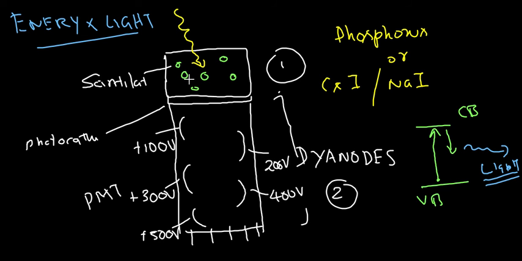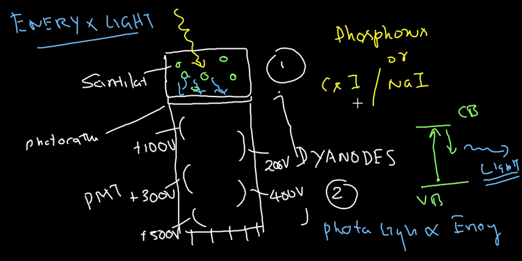So the light that is emitted, the number of light photons, is proportional to the incoming energy of your gamma particle or whatever type of particle. Proportional to that energy, light photons will be produced. That is the first stage of your scintillator.